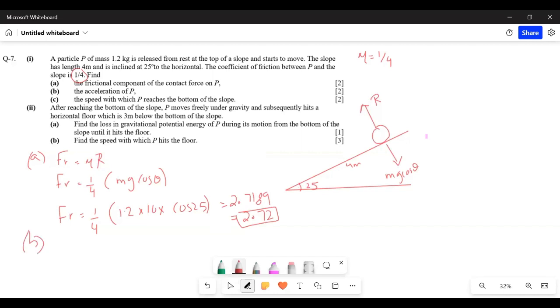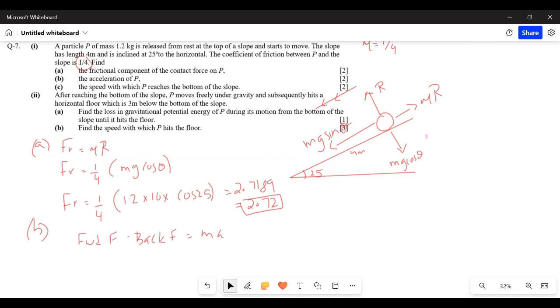फॉरवर्ड फोर्स होगी इसका वेट का कंपोनेंट, which would be mg sin θ, और since it's going downwards तो फ्रिक्शन बैकवर्ड्स होगी, μR. So अब फॉरवर्ड फोर्स minus बैकवर्ड फोर्स is equals to ma करेंगे.